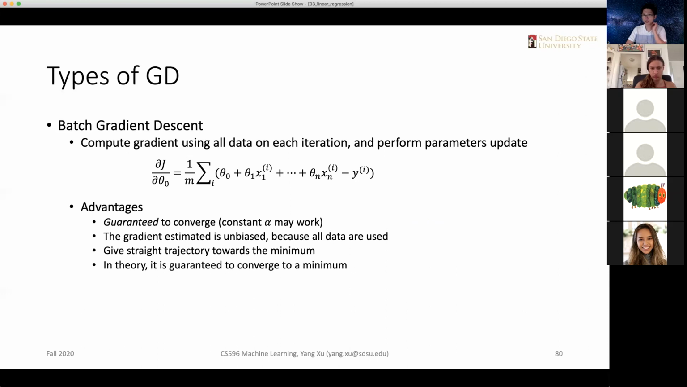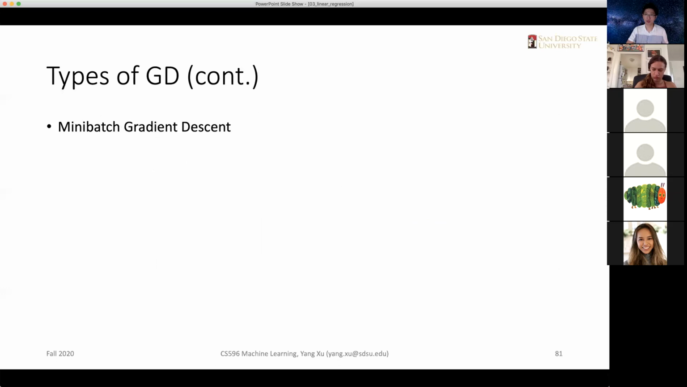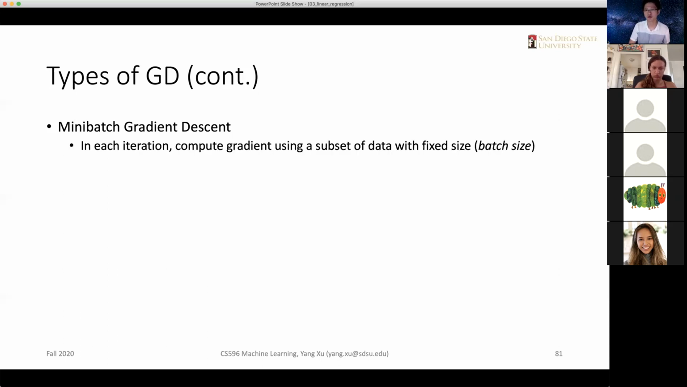Because it is guaranteed to converge but utilizes all data, it is not a very time-efficient method. So it is slow. That's why we have mini batch gradient descent, which we use for larger data sets. Basically, in each iteration, we don't use all data points to compute the gradients. We use part of the data set called a mini batch, defined by the batch size.